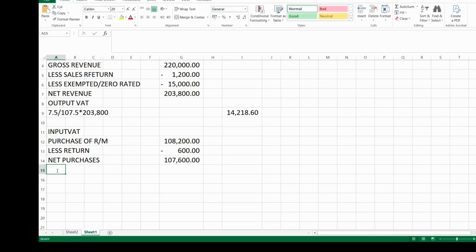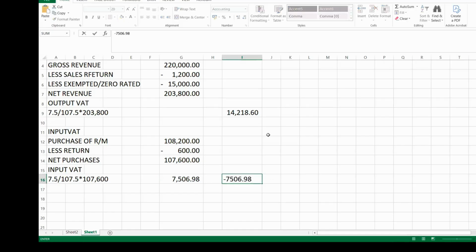From there, you can calculate your input VAT. We are told that the purchases are VAT inclusive, so it will be 7.5 divided by 107.5 multiplied by 107,600. That gives us 7,506.98. So you minus 7,506.98 from the output VAT.